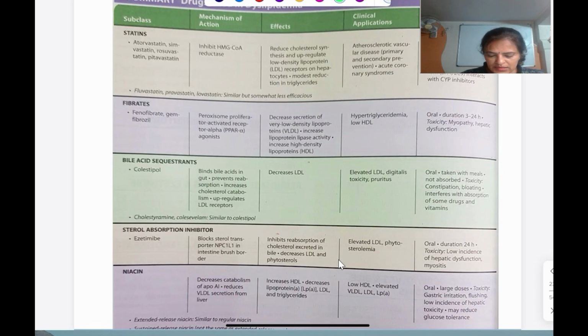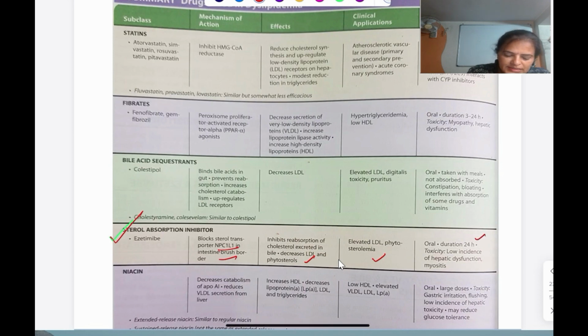For antidyslipidemic drugs, this is one table which I have taken from Katzung. So here you can see all the drugs. It is a simple way: at the end moment revision you can do it from this table. The first drug I told you about is Ezetimibe. Here is the mechanism of action, what effect it does, what its clinical implications are, and the last column of the table is about the ADRs.